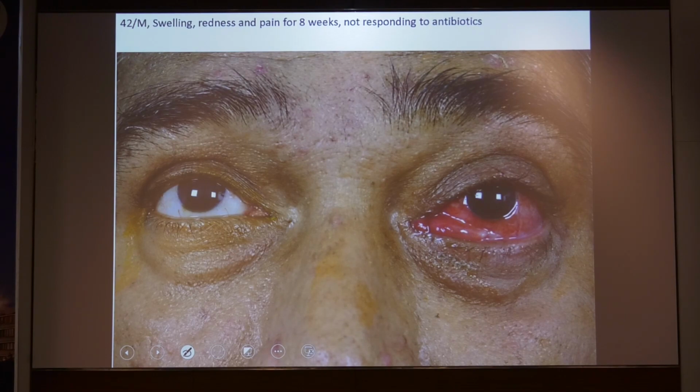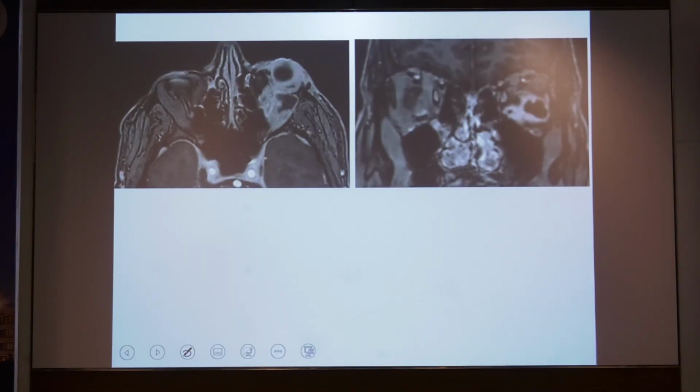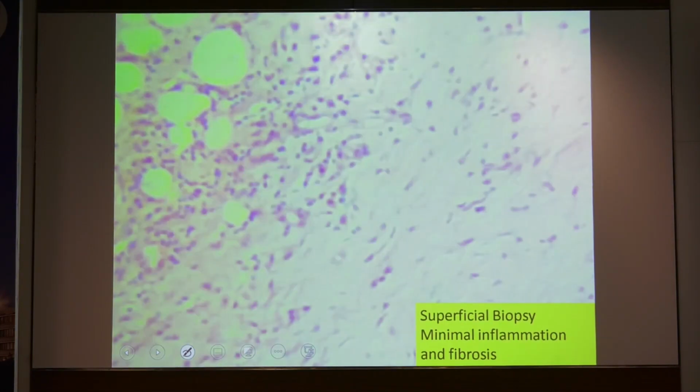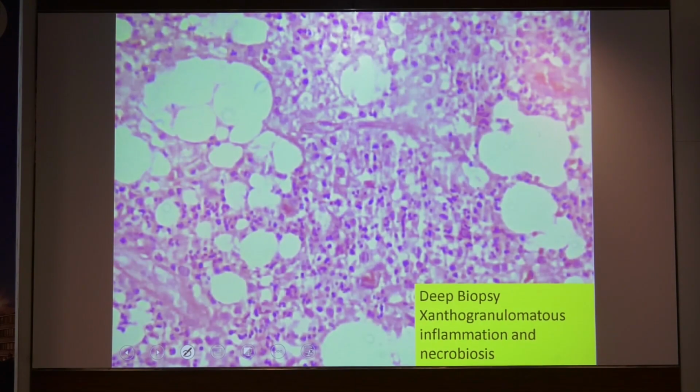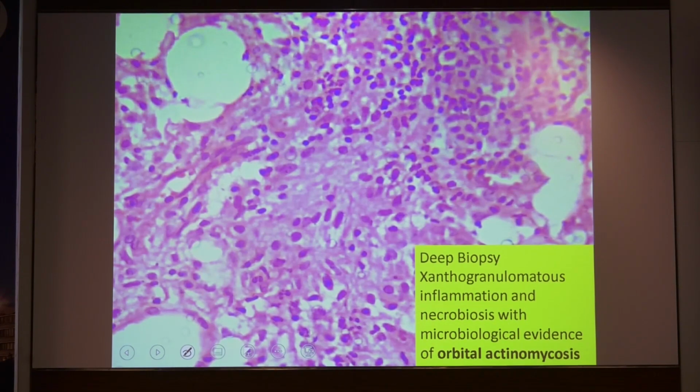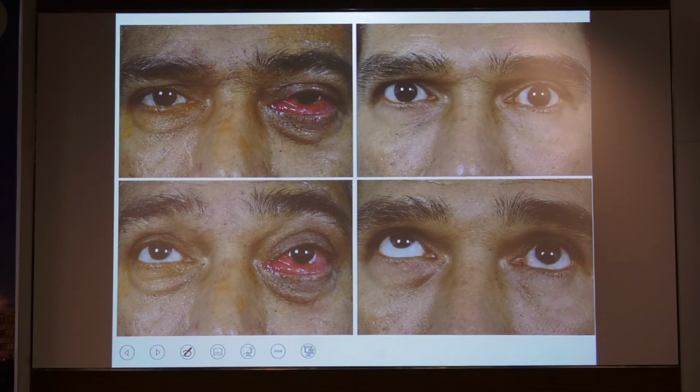Now this is a patient with swelling, redness and pain of 8 weeks not responding to antibiotics. In the left eye, you can see it is congested, looks like inflammation, and there is a cavitary lesion right there. Superficial biopsy showed minimal fibrosis and inflammation. Deep biopsy showed xanthogranulomatous inflammation and necrobiosis, and the diagnosis was confirmed on microbiological staining as orbital actinomycosis. So this patient has inflammation and xanthogranulomatous changes secondary to an underlying orbital actinomycosis, which responded to antibiotics, and this patient is doing well.